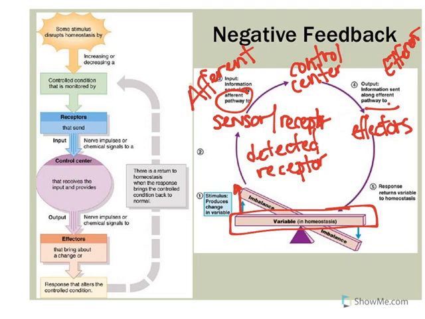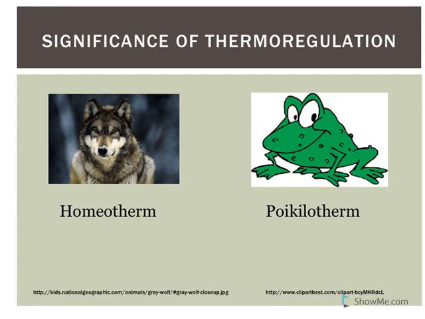Blood calcium levels regulation is negative feedback. What we're going to use as an example of negative feedback is temperature regulation. So we're going to use that today. Let's just discuss the significance of temperature regulation, also called thermoregulation.